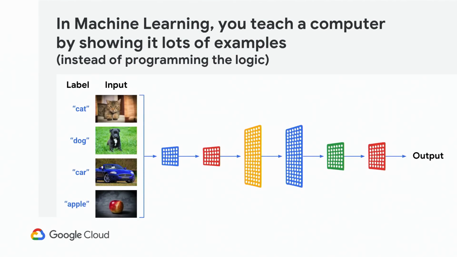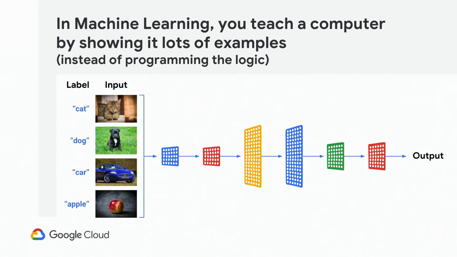Why do we need data to prepare for machine learning? Can't we just use the raw data? Well, it turns out that in machine learning, you're teaching a computer by showing it lots of examples. The traditional way that you teach a computer, of course, is by programming the logic, by writing a bunch of rules. But in ML, you change that around.